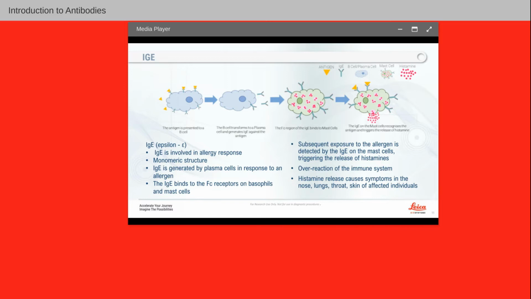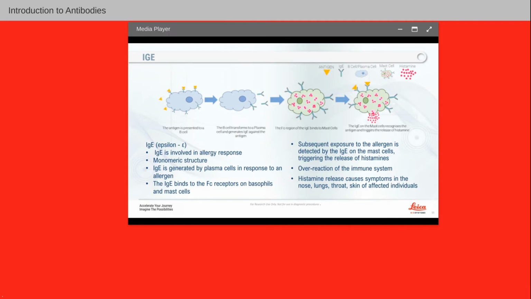IgE uses the epsilon heavy chain, and usually it's produced in response to parasitic infections. However, we tend to associate it more with allergic reactions. So it's present in small levels in a monomeric form, estimated at about 0.0002% of total immunoglobulin in the body. It's usually found in mucosal surfaces, such as those in the respiratory and the GI tract.